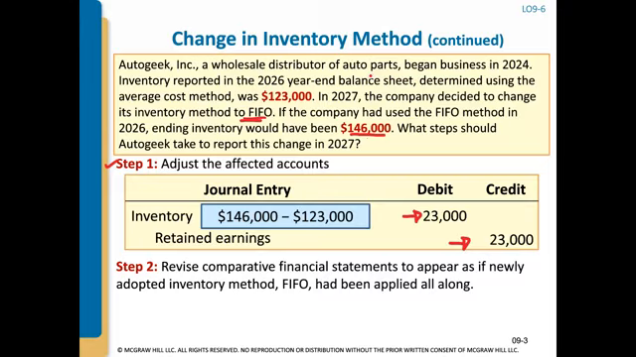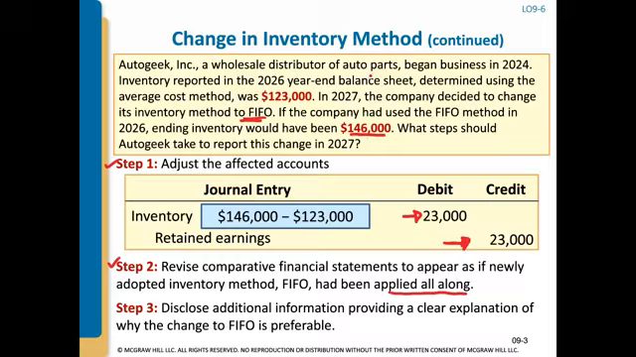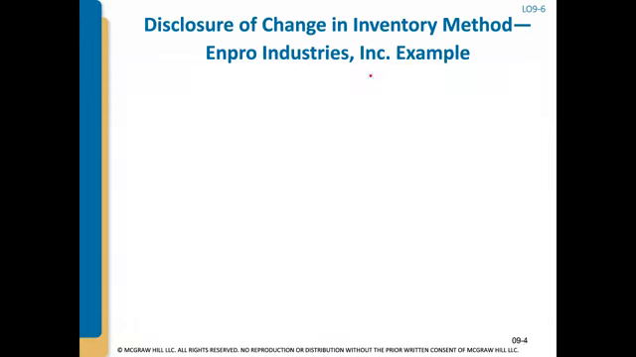They're changing to the FIFO method, which means your net income would have been different, which would have affected your retained earnings. So in this situation, it's an increase to retained earnings, so we credit retained earnings. The second step that we need to do is revise their comparative financial statements, just like I showed you on the Apple 10K, to appear as if the newly adopted inventory method, which is FIFO, had been applied all along. And then the third item they would need to do is disclose it in a note to the financial statement.